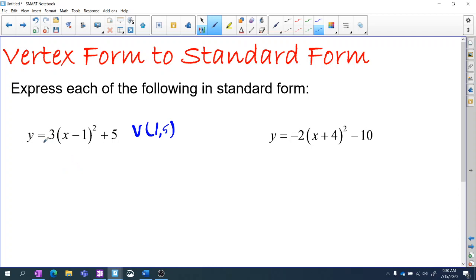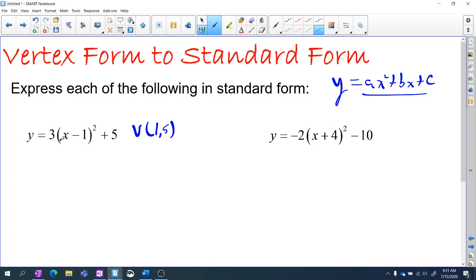So now what I want to do is change this to standard form. Now remember what that is. Standard form is ax squared plus bx plus c. So what it wants you to do is basically expand this out. Well, that's why I just reviewed with you how to square binomials, and I did 4 examples of it.